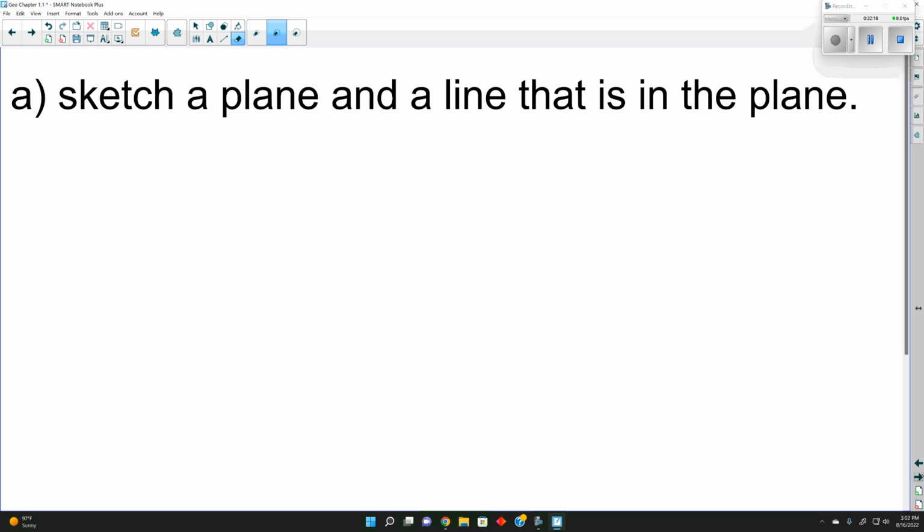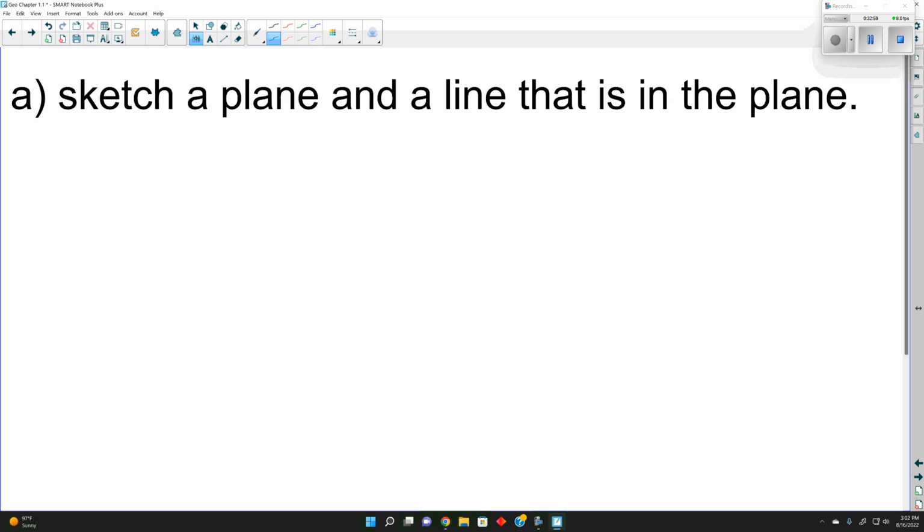So the first one is sketch a plane and a line that is in the plane. Give it a shot. Yeah, draw what you think. And then we'll sketch a plane and a line that is in the plane. No, you don't have to label it. Almost, that's very close. Exactly, the first part. So, I think most of y'all got something down, yes? So what do we need first? Plane. We need a plane.